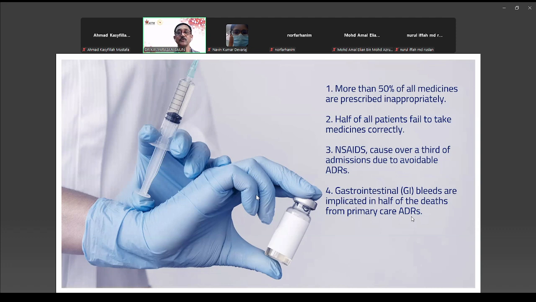Another statistic: more than 50% of all medicines are prescribed inappropriately. Half of all patients fail to take medicines correctly. NSAIDs, especially, cause over a third of admissions due to avoidable adverse drug reactions, and gastrointestinal bleeds are implicated in half of patient deaths in primary care. So always remember this when you're prescribing for the elderly, they're very susceptible, even though they might not have gastritis or peptic ulcer disease, because these patients are already taking aspirin for other health reasons, probably for cardiovascular disease, so coronary artery disease. You need to think twice when you want to prescribe NSAIDs to the elderly.